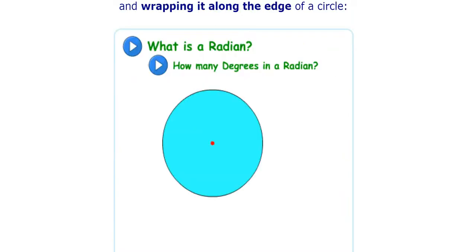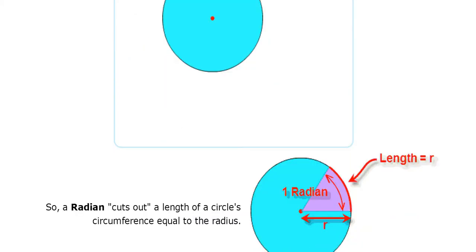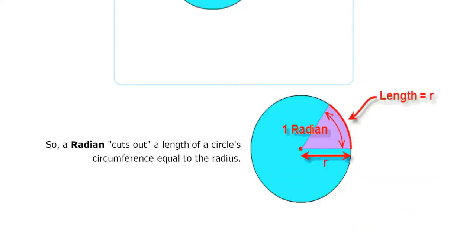So for those of you who do not know, a radius is the distance that we take from the center to the edge of the circle. So basically, this is what a radian should look like.